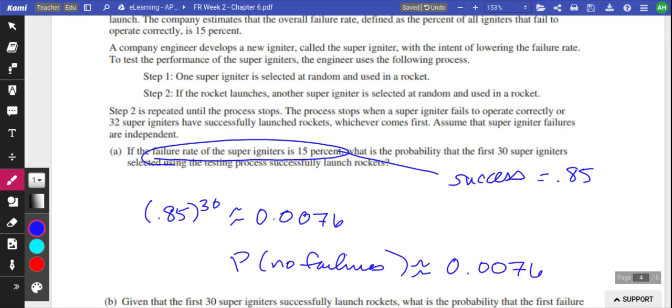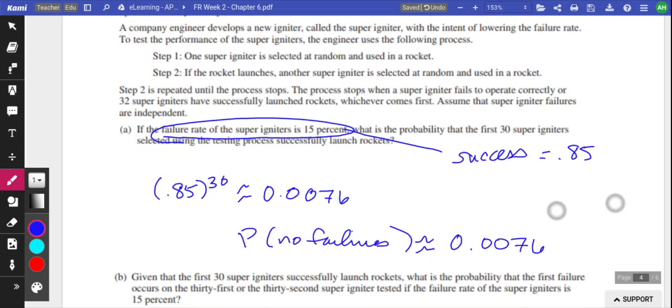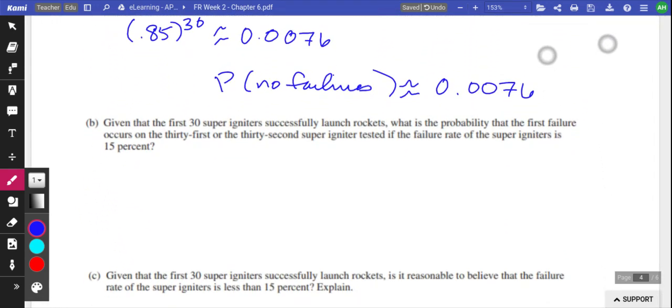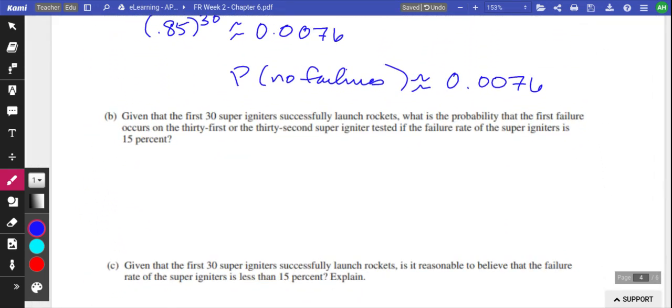Okay, so there's your probability of that. Now, given the first 30 super igniters are successfully launched, what's the probability that the first failure occurs at the 31st or 32nd super igniter, if the failure rate of super igniters is 15%?